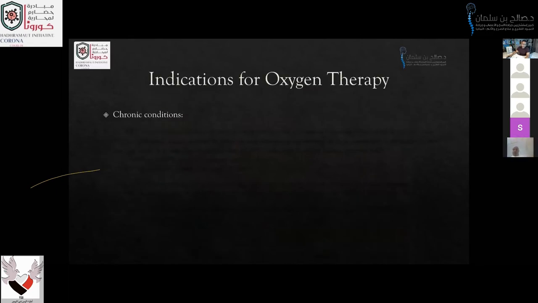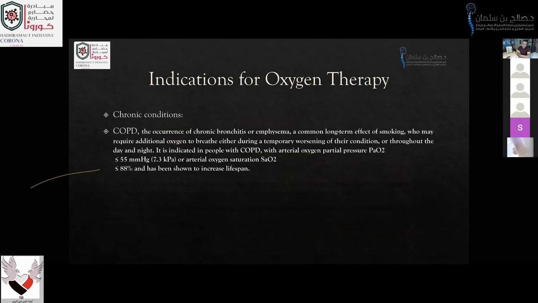Indication for oxygen. We have two conditions, chronic and acute conditions. Chronic conditions like a COPD patient, the occurrence of chronic bronchitis or emphysema, a common long-term effect of smoking, who may require additional oxygen to breathe either during a temporary worsening of their condition or throughout the day and night. It is indicated in people with COPD with arterial oxygen partial pressure less than 55 millimeters of mercury or arterial oxygen saturation less than 88% and has been shown to increase lifespan.